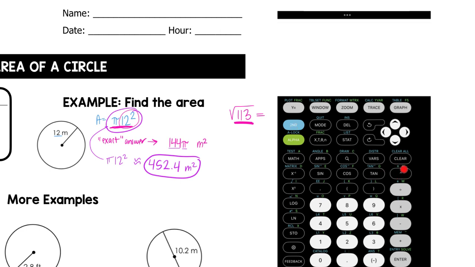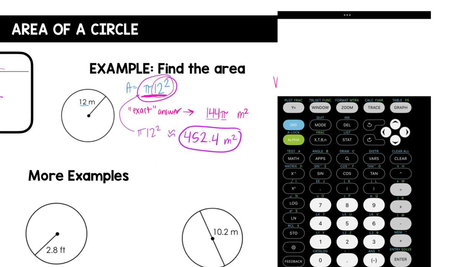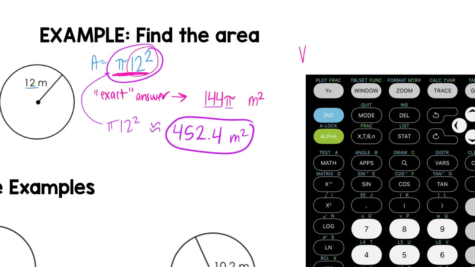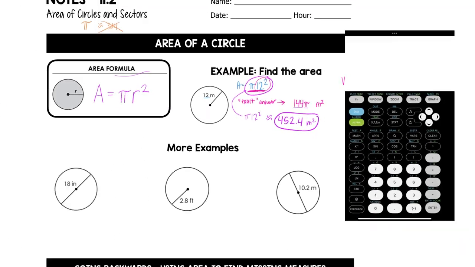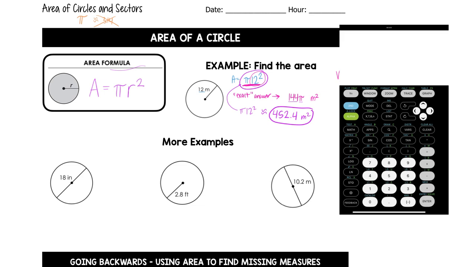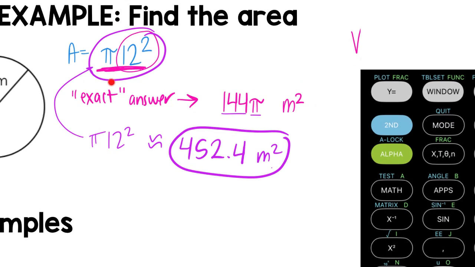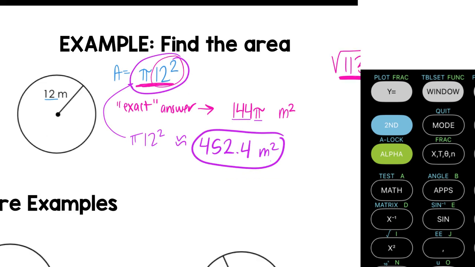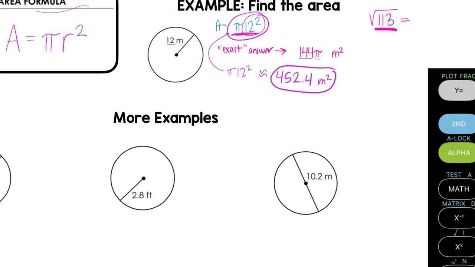So when you type that in your calculator, just hit second caret, and then you can type 12 squared or whatever, and then it should multiply out to equal about 452.4. Okay, so again, you can just type it in your calculator, or sometimes I'll ask for the exact answer and you can just leave the pi in there. All right, let's do a few more examples.